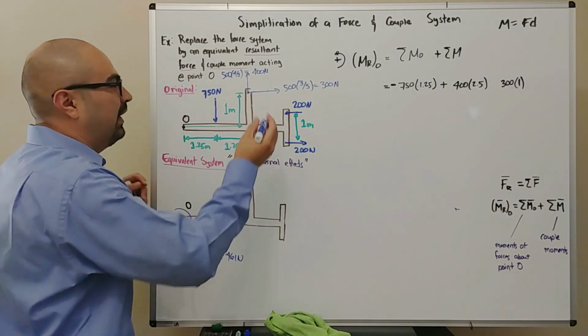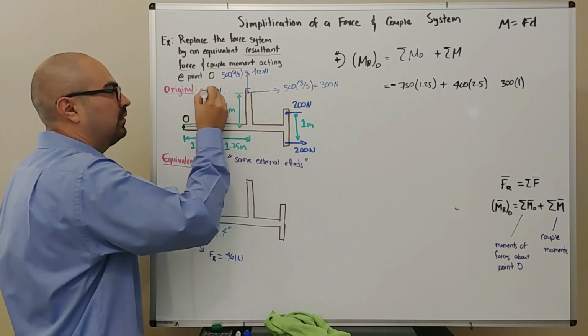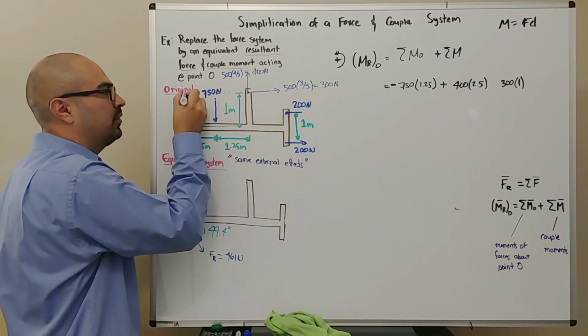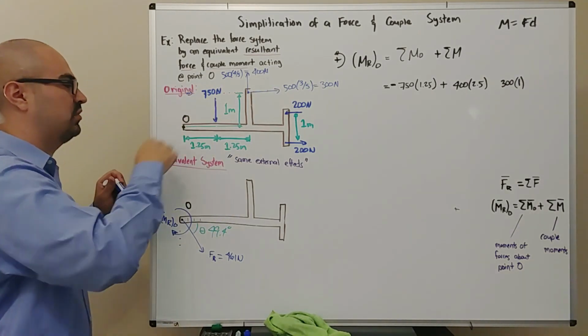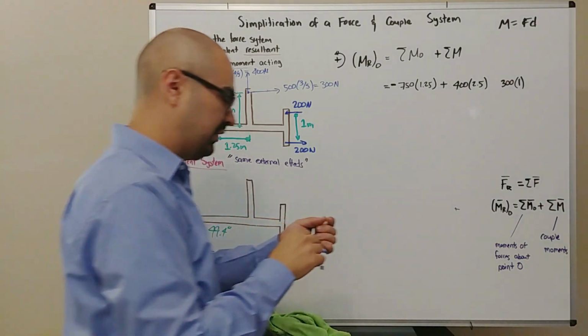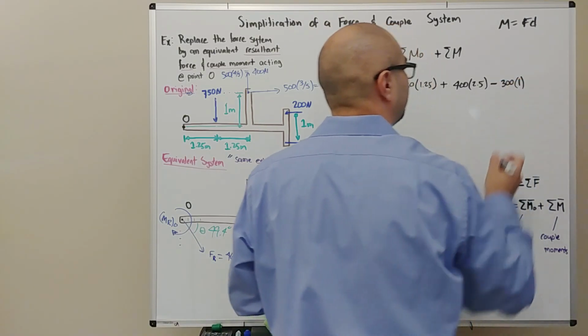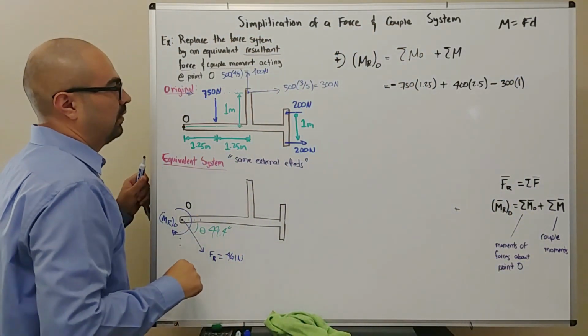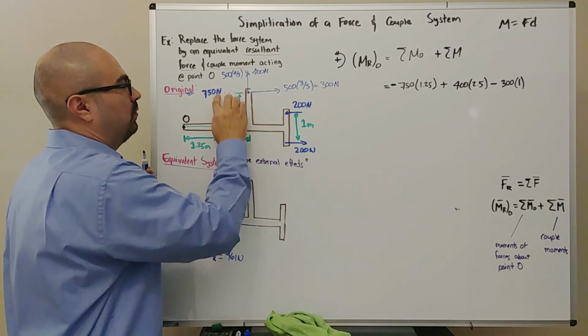Again, here we can apply that principle of transmissibility. And it's like this 300 force is pointing that direction. So if I'm at O, 300 points that way, it's going to make it spin clockwise, which is a negative moment. So we're done with 1, 2, 3.